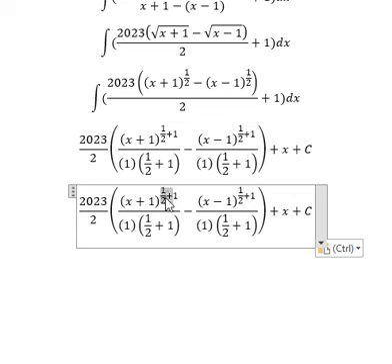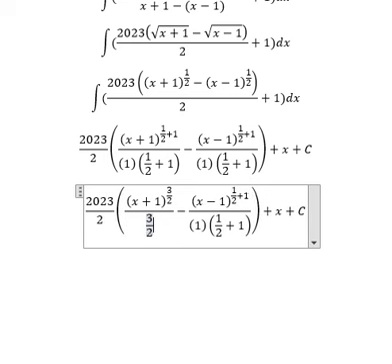So this one in here, that is about 3 over 2. This one in here, that is about 3 over 2. This one, and this one, that is also 3 over 2.